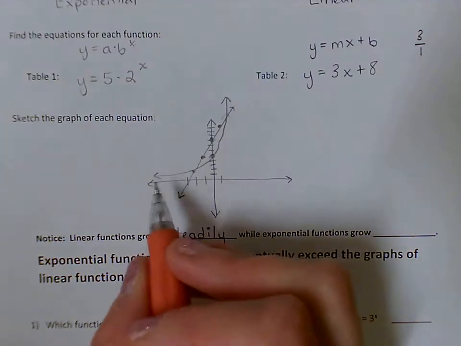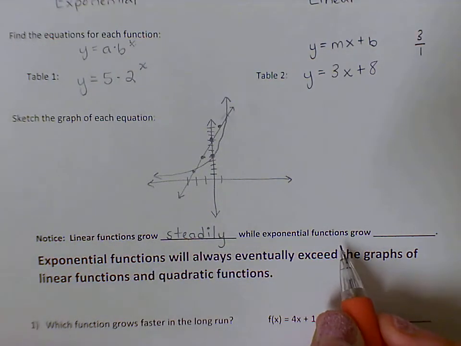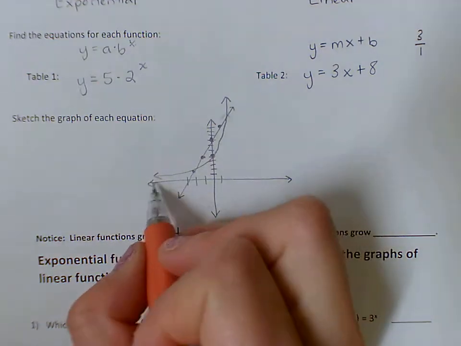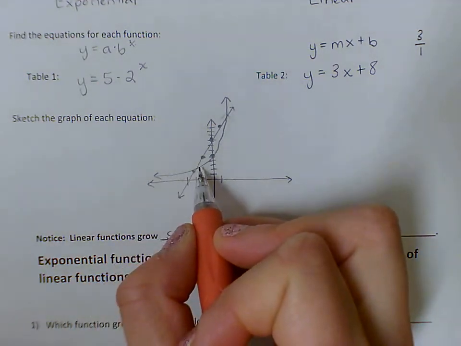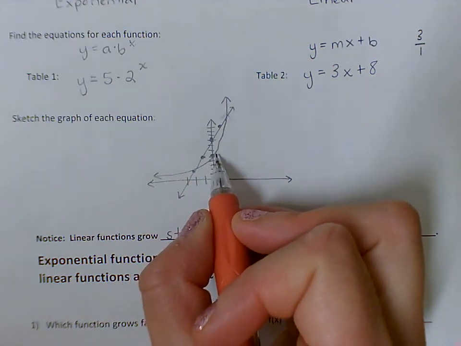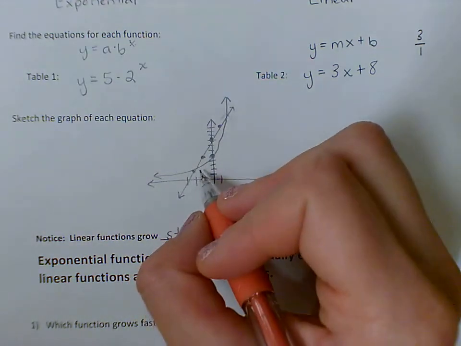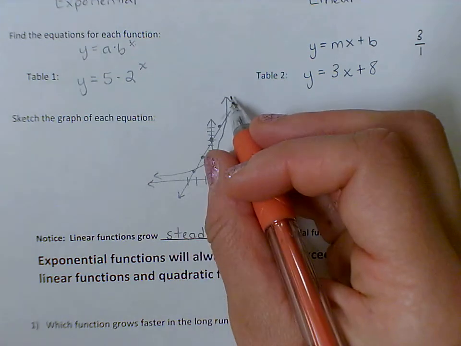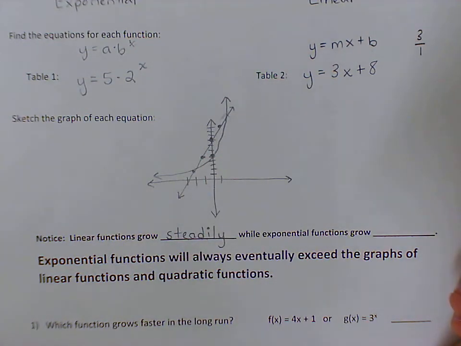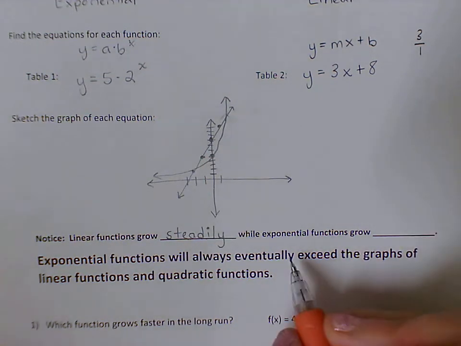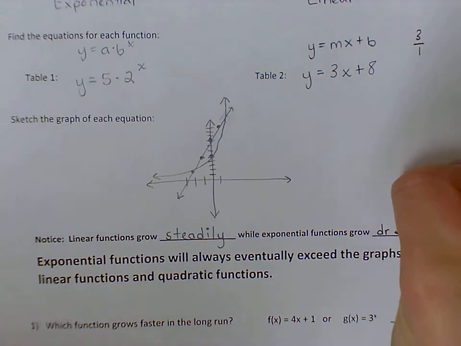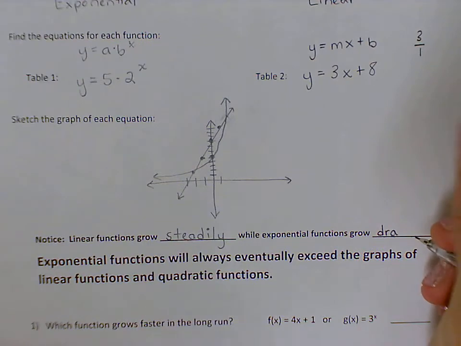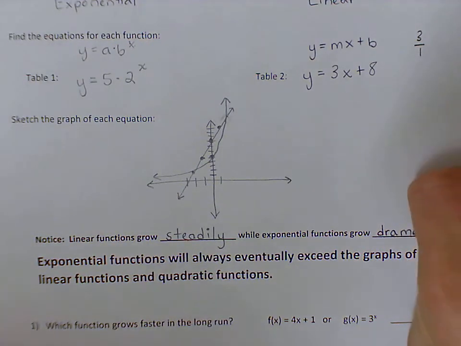But with exponential functions, that isn't what happens, because remember, exponential functions are going to start out low, but then as they go along, if it's a growth, it's going to take a turn and then it's going to increase very quickly or dramatically, okay? And so exponential functions will grow dramatically. Once they start growing, they increase very, very quickly over time.